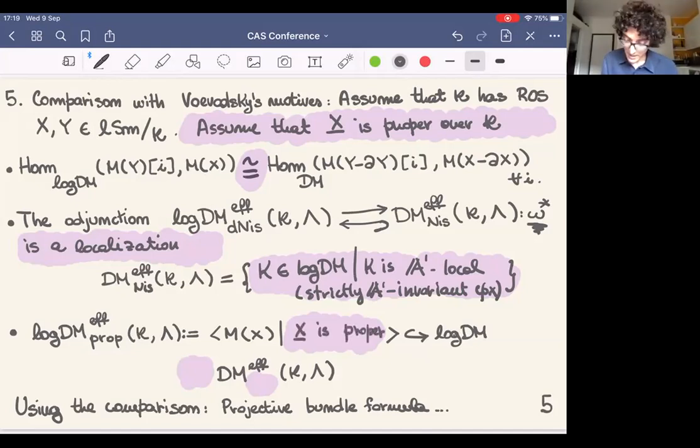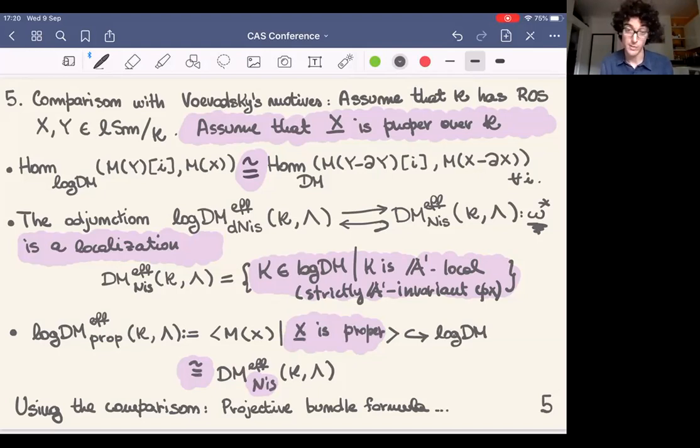Okay, and another result is that this actually also gives you back DM. Here, two remarks. The first remark is that this is not exhaustive. The category logDM is not generated by the motives of proper varieties, M of X. That's because we don't have a localization sequence as you do have in DM. So there is still room for something between logDM and logDM proper.